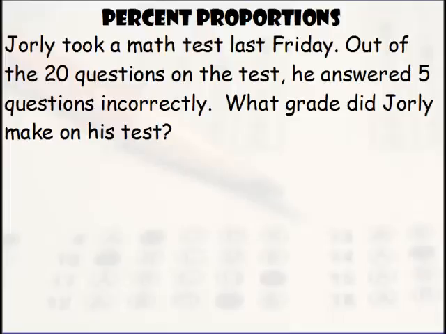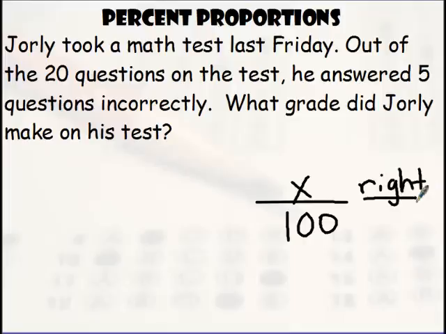Here's our first example. Jorley took a math test last Friday. Out of the 20 questions on the test, he answered 5 questions incorrectly. What grade did Jorley make on his test? A grade is a percent out of 100. And that percent out of 100 is based on how many you get right. So how many you get right out of the total is how you get your grade.